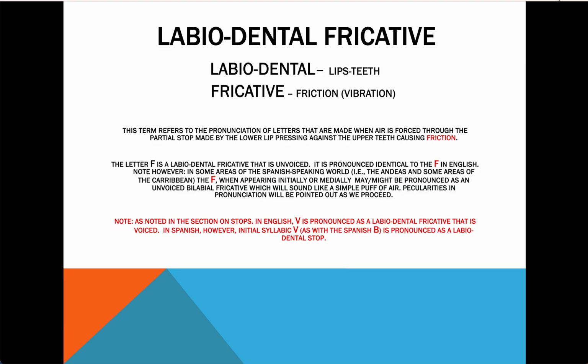The letter F is a labial dental fricative that is unvoiced. It is pronounced identical to the F in English. Note, however, in some areas of the Spanish-speaking world, such as the Andes and some areas of the Caribbean, the F, when appearing initially or medially, might be pronounced as an unvoiced bilabial fricative, which will sound like a simple puff of air. Peculiarities in pronunciation will be pointed out as we proceed.